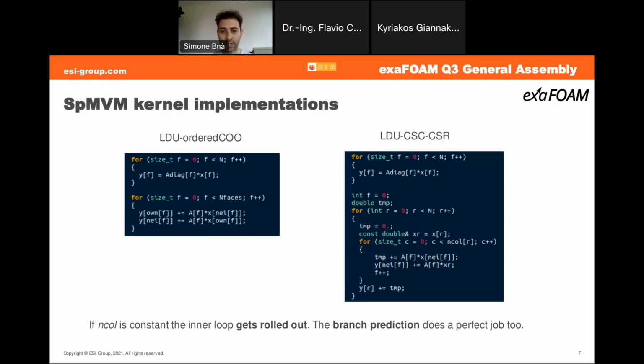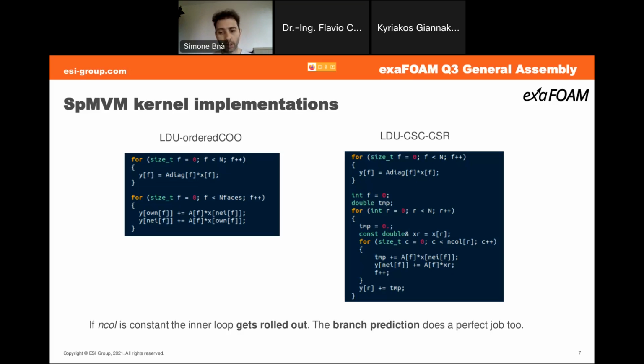What are the main differences between the two codes? The similarity is that since we have this LDU splitting, we have the same loop, multiplying the diagonal part by the x or solution vector. So the first loop is the same on both right and left.